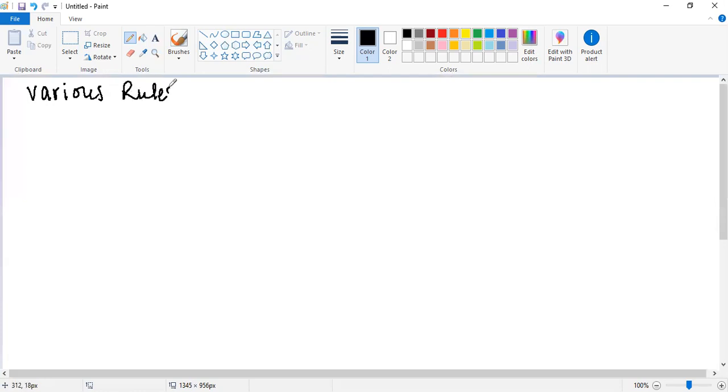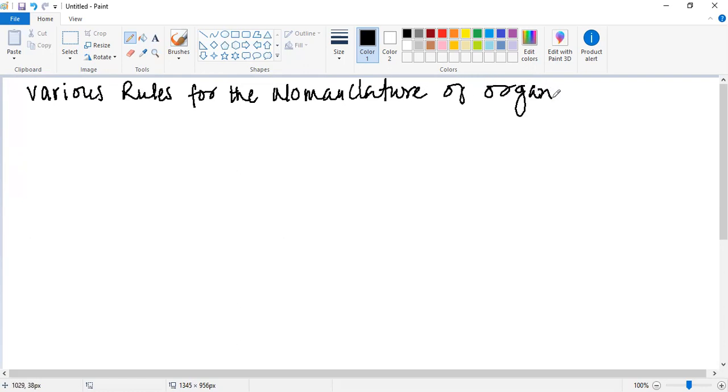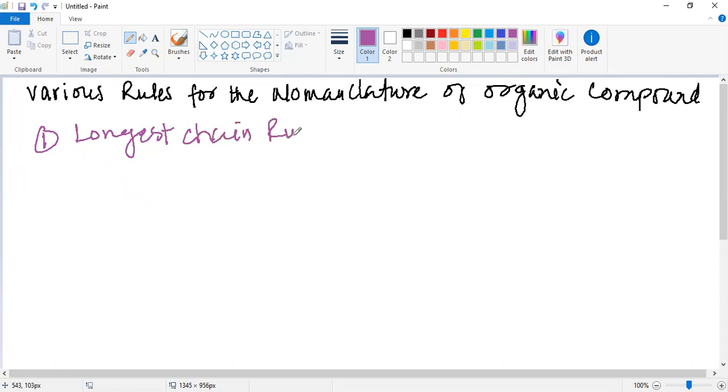Various rules for the nomenclature of organic compounds. The first rule, my dear students, that we have is known as the longest chain rule. The first rule that we want to study about is the longest chain rule.